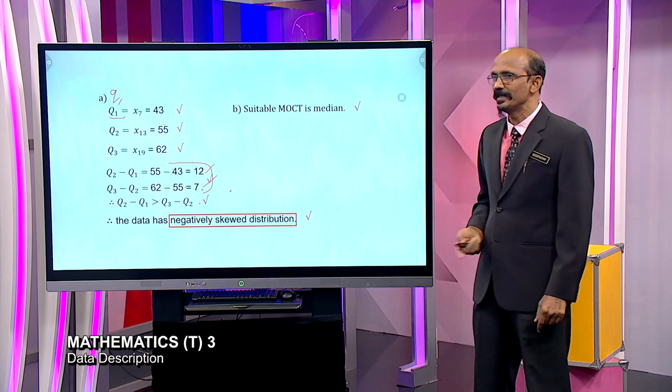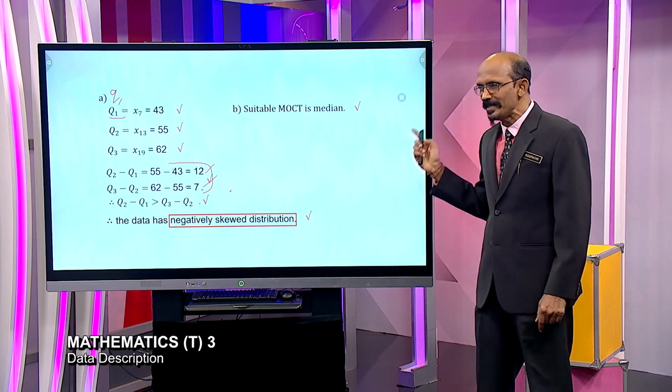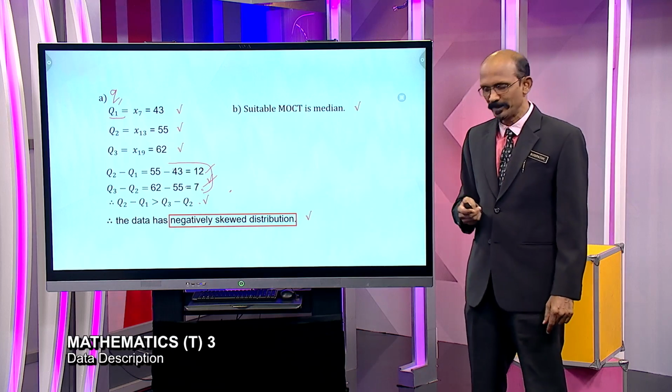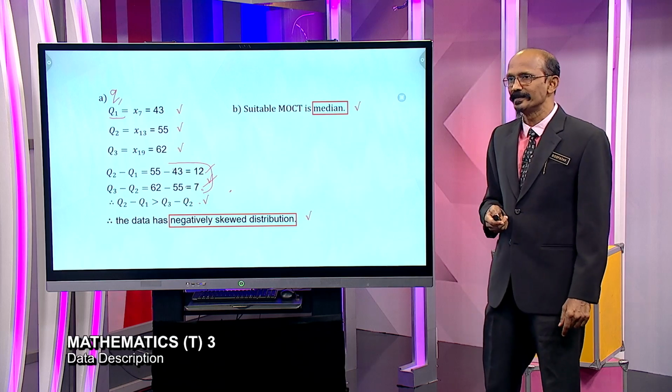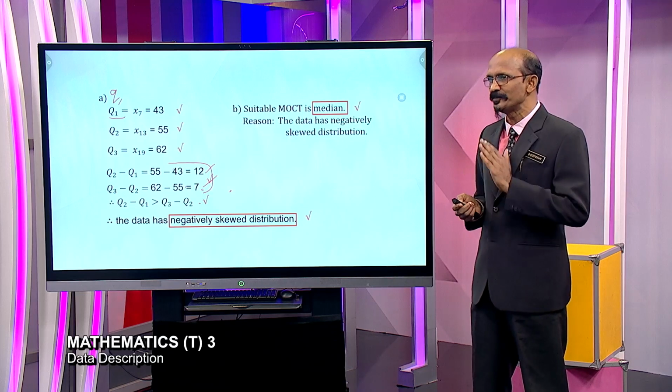Maybe some students will write mode, which is acceptable, but median is much better. Then we continue. They ask you to give a reason. The reason here is very clear. You can write the data as negatively skewed distribution.